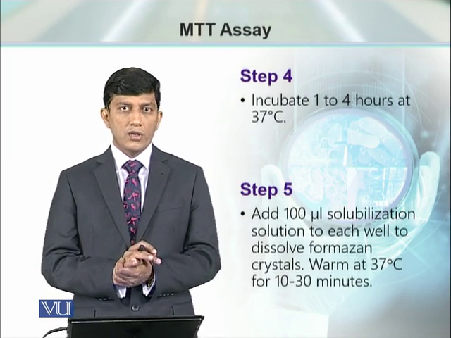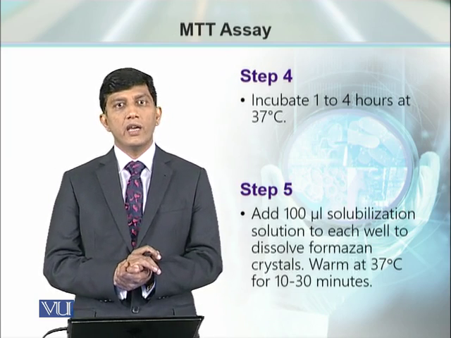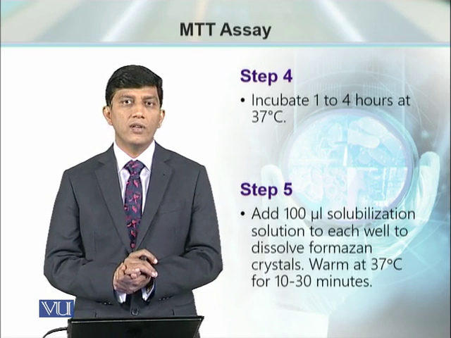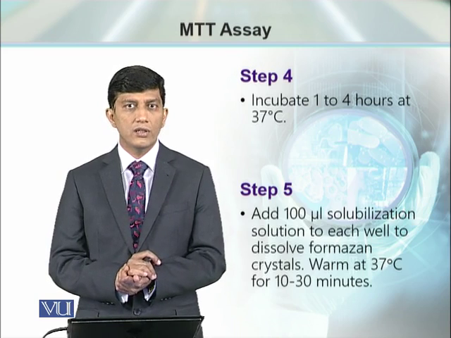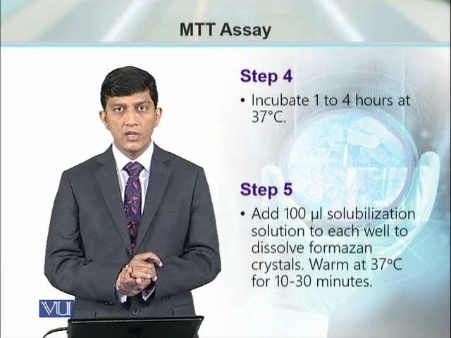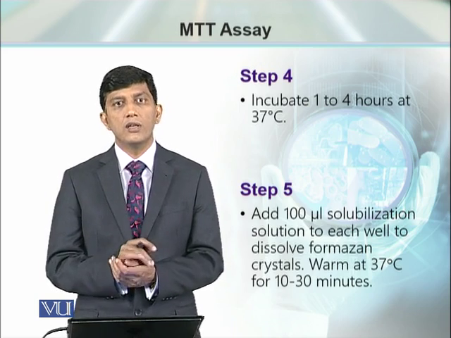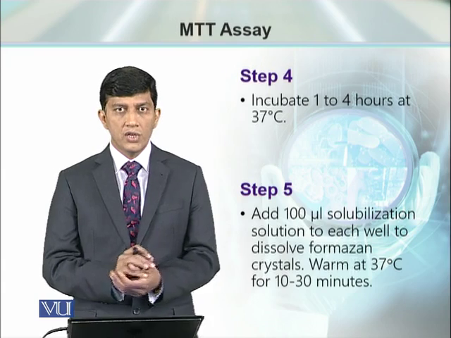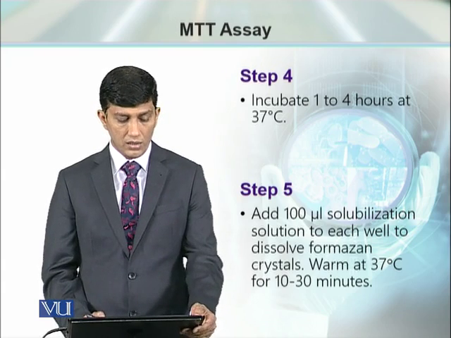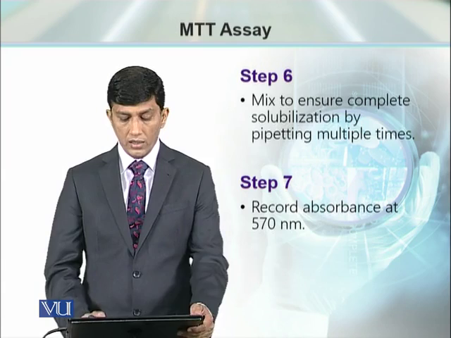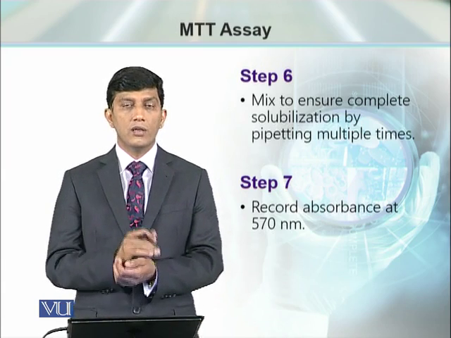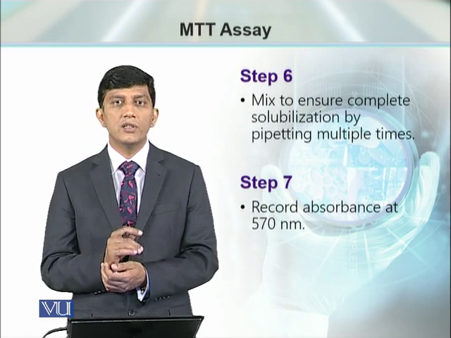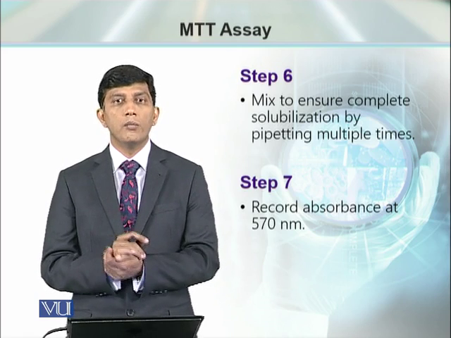This addition is going to be followed by an incubation, or a warming phase, where we place the plate at 37 degrees centigrade for 10 to 30 minutes. This 10 to 30 minute time period is sufficient to solubilize the formazan crystals and to develop the purple color, and later on we can mix the formazan crystals by multiple pipettings.